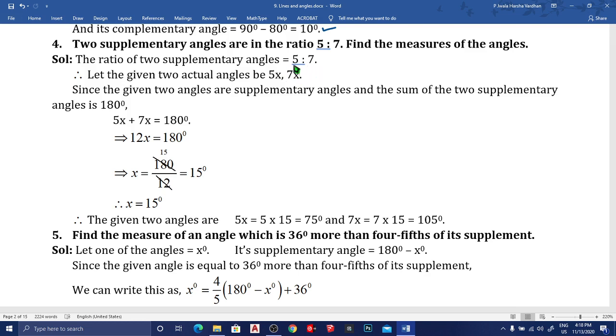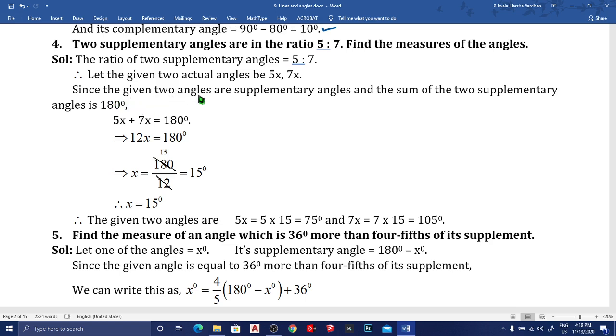You don't know the actual numbers here. By multiplying with some number only, you are getting 5:7 here. That's why you can write the actual angles as 5x and 7x. Now you know the actual angles, 5x and 7x, and you can find the equation using these two angles, because these two angles are supplementary to each other. The sum of these two angles is equal to 180 degrees.